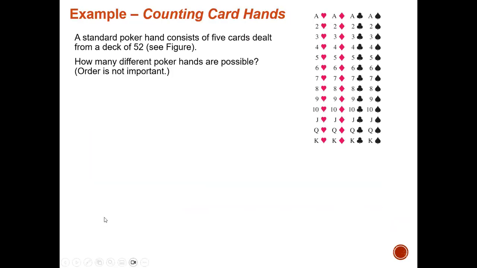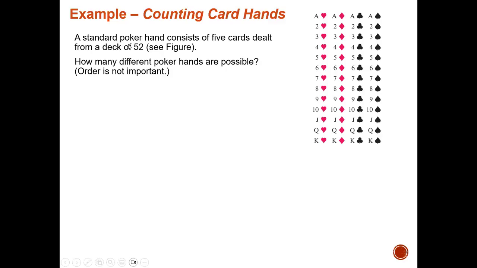Another example. A standard poker hand consists of 5 cards dealt from a deck of 52. So those of you who are not familiar with all of the cards in a deck of cards, we have them here. There's 52. You can look at all of them. They go from ace and then 2, all the numbers to 10, jack, queen, king. We have suits: hearts, diamonds, clubs, and spades. So you can see this all right here, right?